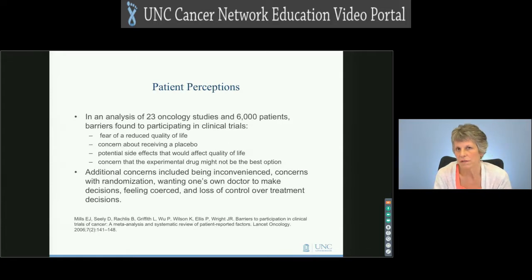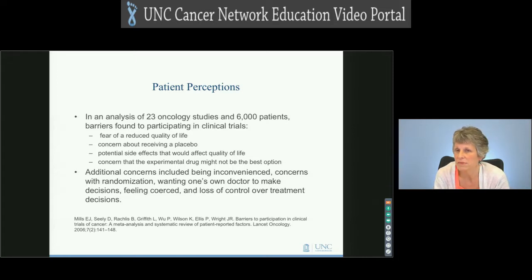I mentioned the small number of patients that participate in studies, and there was a study done to find out some of the barriers, and I've listed those here along with the article information below. Patients have a lot of reasons for not wanting to participate, and some of it is just fear. They're afraid that these trials are going to make them sick. My cancer makes me sick. The drugs might make me sicker. I don't want to have decreased quality of life.